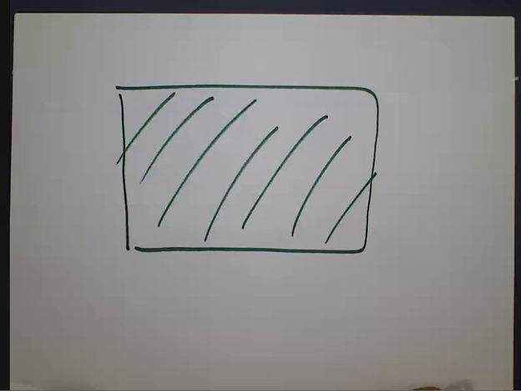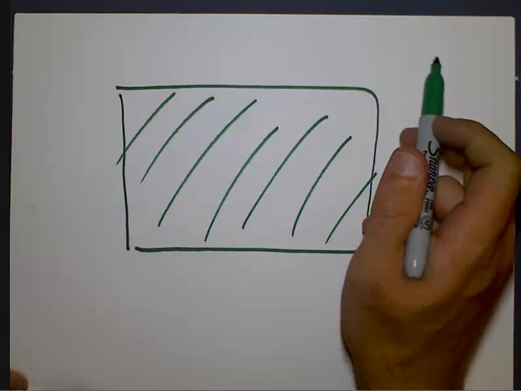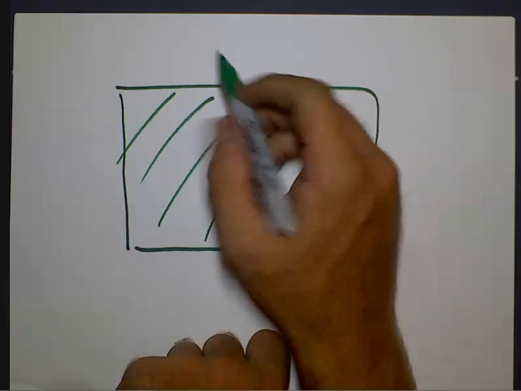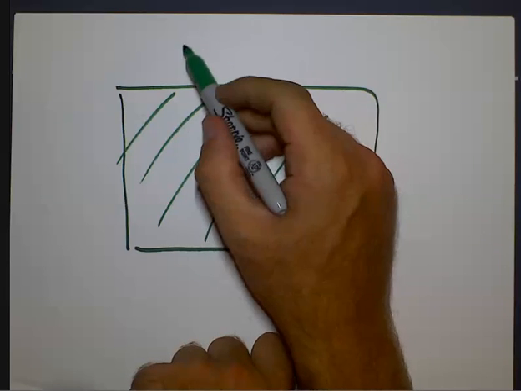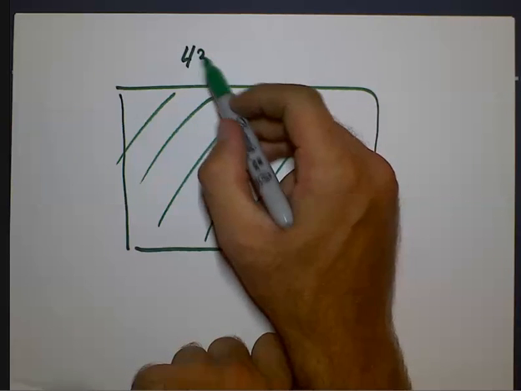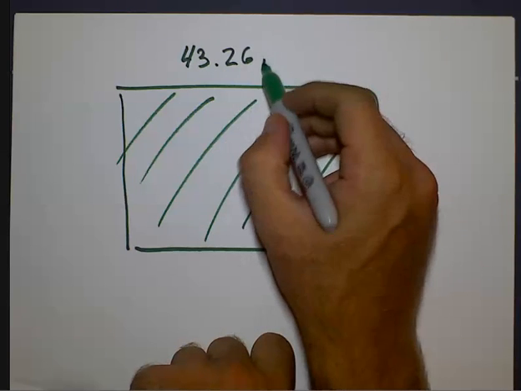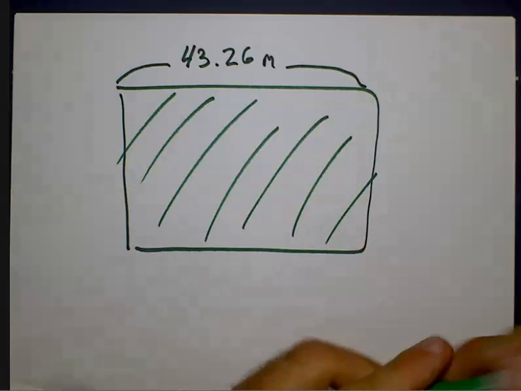Now let's say you've only got one tape measure to do this, and you want to be as precise as possible because you don't want to buy too much fencing. It's a meter tape measure, and you manage to measure this side at 43.26 meters long.